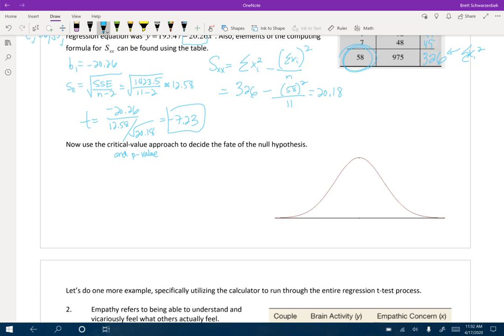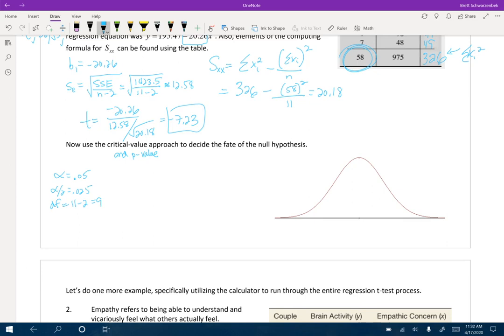So remember, for any critical value approach, we need alpha over 2. So alpha is 0.05, alpha over 2 is 0.025, and we'll always need the degrees of freedom, which is equal to 11 minus 2, which is 9. So what are we looking for? In the t-chart, we're finding 9 degrees of freedom.